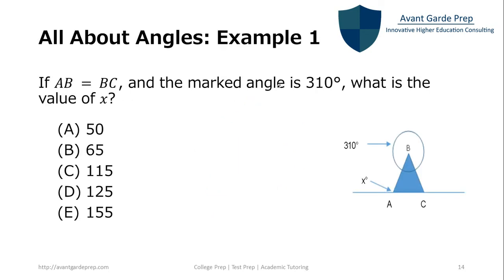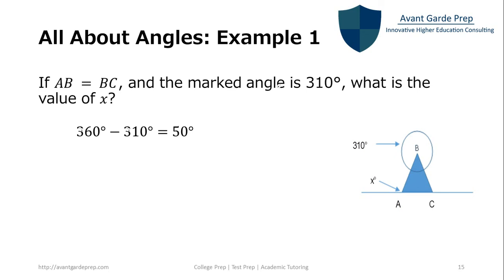Let's take a look at our first example. This problem reads, if AB equals BC and the marked angle is 310 degrees, what is the value of x? Since we're given that the marked angle is 310 degrees and that the segments AB and BC are equal, we can find all the interior angles of the triangle. Next, we can then find x by using the properties of a line. So let's go ahead and do that.